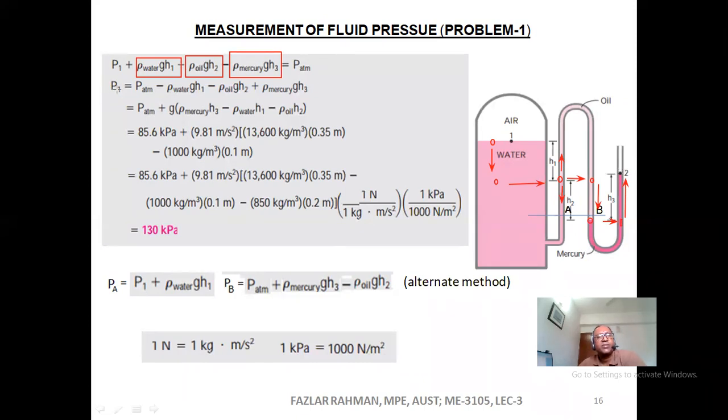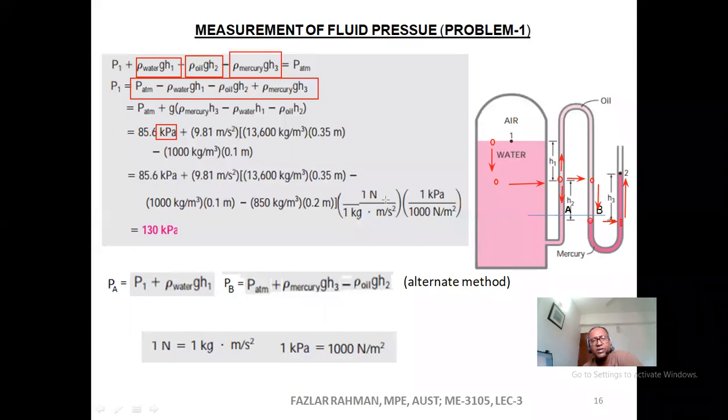Then you figure out P1. P1 equals this one. Just simplify the equation: you take out g and put in all the values. Over here they put kilopascal, but if you convert to Newton per meter square, it will be easier. Then your result will come in Pascal, and you divide by 1000. If the number is too big, then it will be kilopascal. Okay, this is one thing.